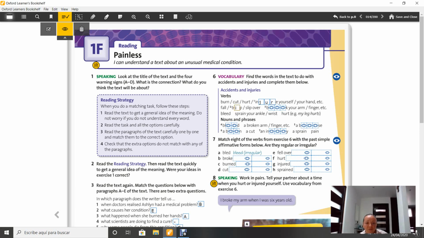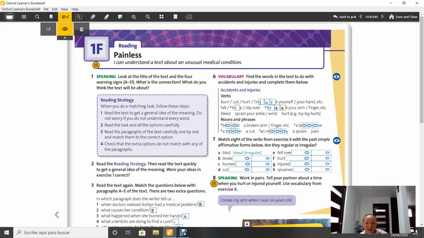Fall, trip, slip over. Break your arm, break your finger. Caer, resbalar. Fall, trip, slip over. Okay. Break, quebrar tu brazo, tu dedo. Bleed, sangrar. Okay. Sprain, torcer. Your ankle, your wrist, tu muñeca. Hurt, my leg hurts. Now we have nouns and phrases.